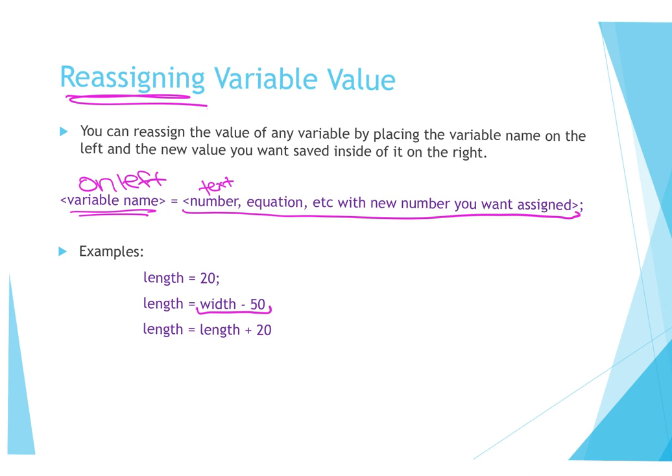You can even have the variable name in the statement to be something like length equals length plus 20. What this is going to do is take the current value of length, add 20 to it, and reassign it into length and kind of delete the original value. So you have a lot of different options here. You can reassign them in a variety of ways, but the big thing is that the variable name is on the left, and what you want it set equal to is something like a number, a piece of text, an equation, or something on the right-hand side. And then all of those lines of code should end with a semicolon.